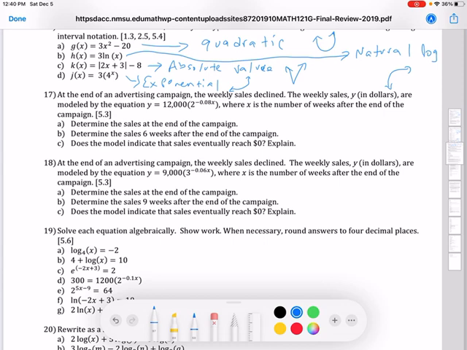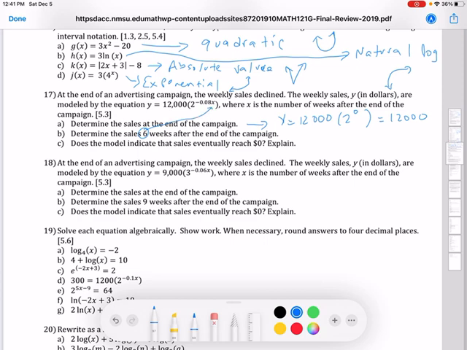So here, if you need to determine the sales at the end of the campaign, how many weeks have passed? 0, right? So we need to plug in 0 where? In the x. So -0.08 times 0 gives you a 0 there. 2 to the power of 0 is 1 times 12,000 gives you 12,000. There was 12,000 sales at the end of the campaign. $12,000 in sales.